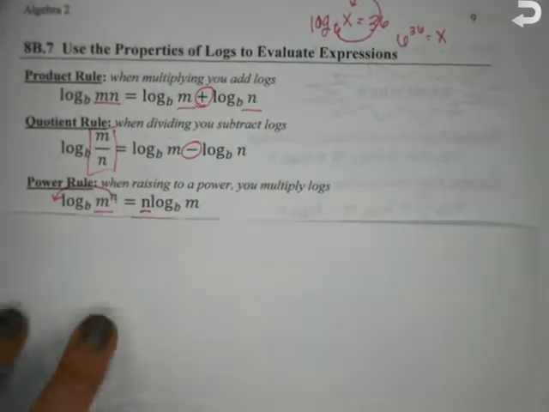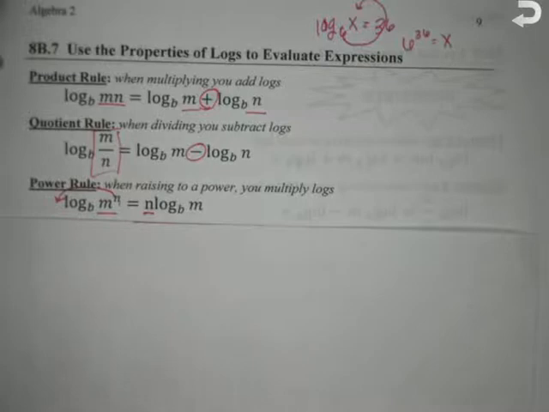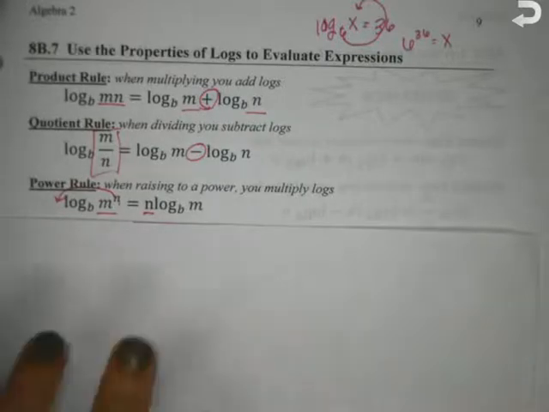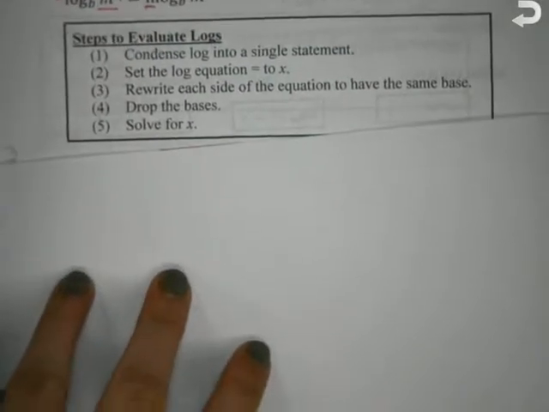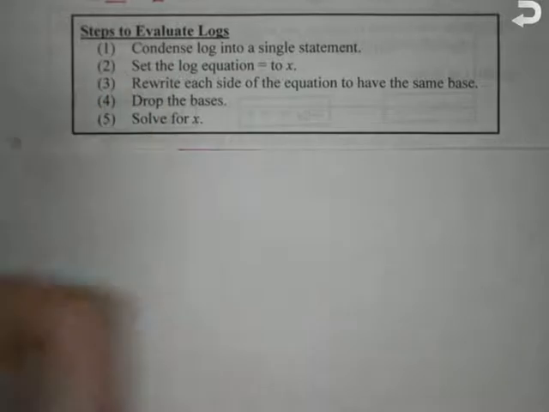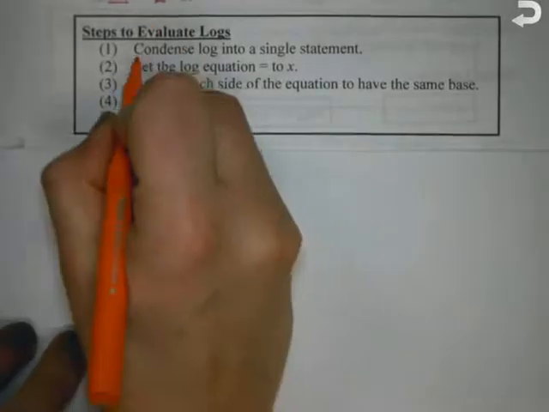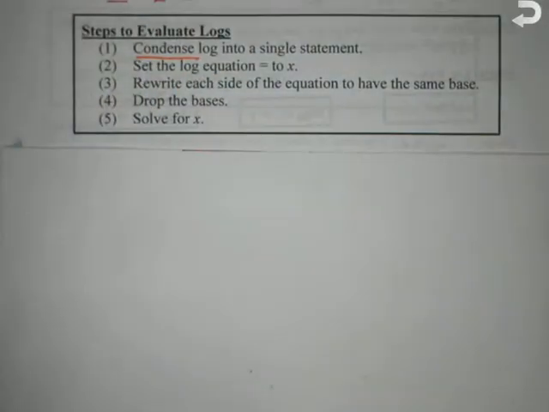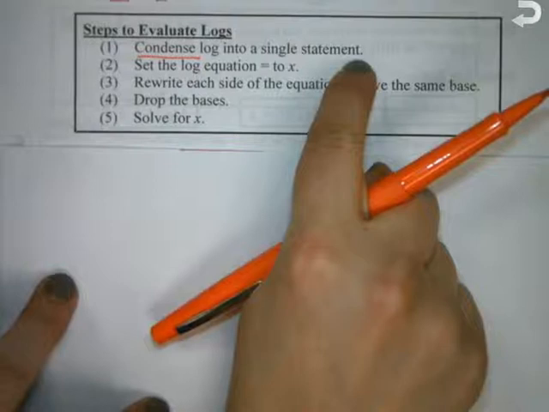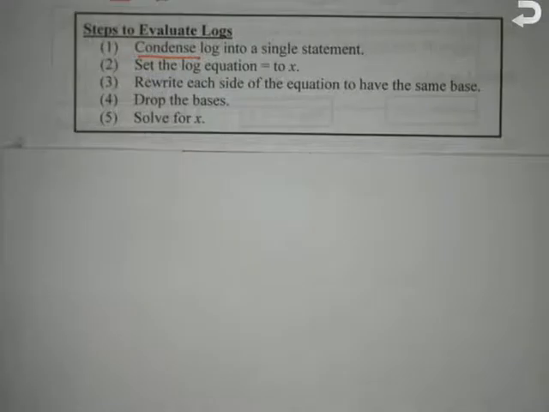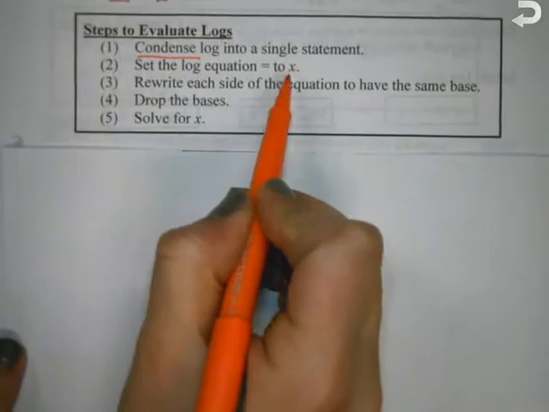Okay, so what we're going to do today is use those rules and then actually solve the logs. So to evaluate logs or solve for the logs, we're going to be given a statement that we need to condense. So that means we have to put the rules back together. That's like the last part of the notes from Wednesday. We're going to condense them into a single statement, and then everything is exactly like it was when we did log facts or just started solving logs. We're going to set it equal to x.